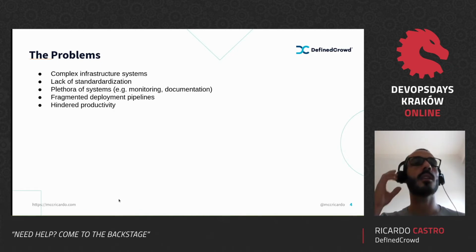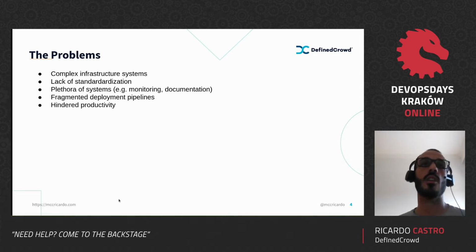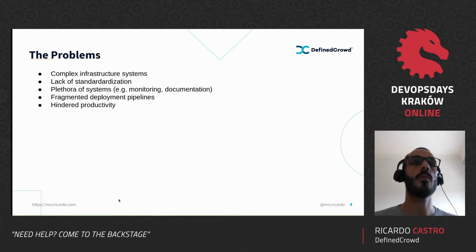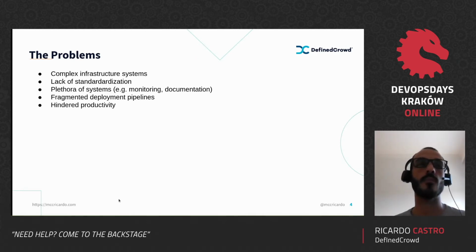Also, some of that complexity can come from our heterogeneous infrastructure. Maybe we have stuff on the cloud. Maybe we have an on-premise infrastructure. Maybe some applications are deployed in VMs. Others are in Kubernetes clusters. So there's a lot that we need to handle.